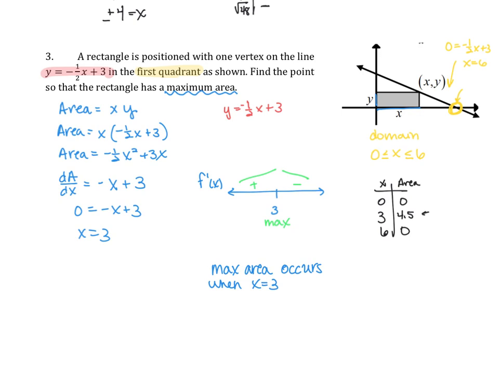Maybe we want to say what y is, and y is, plugging that in, we would get 3/2. You may even want to say the max area is, and plug it into the area formula. And if we plug that in, we'd get 3 times 3/2, which is 4.5. So that's an optimization problem.